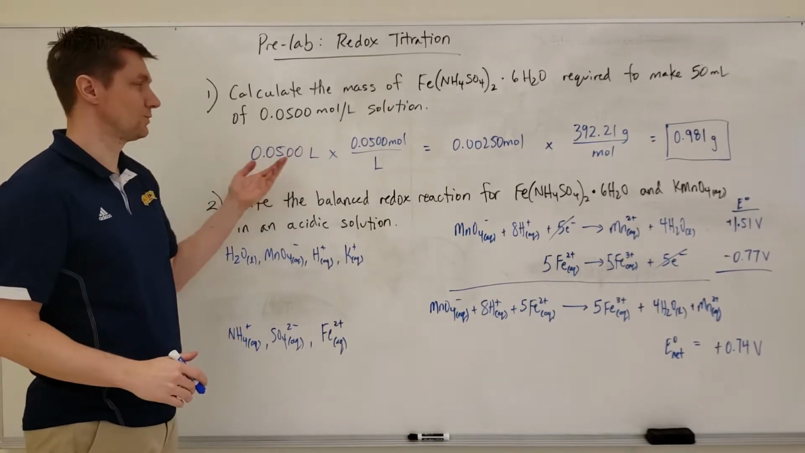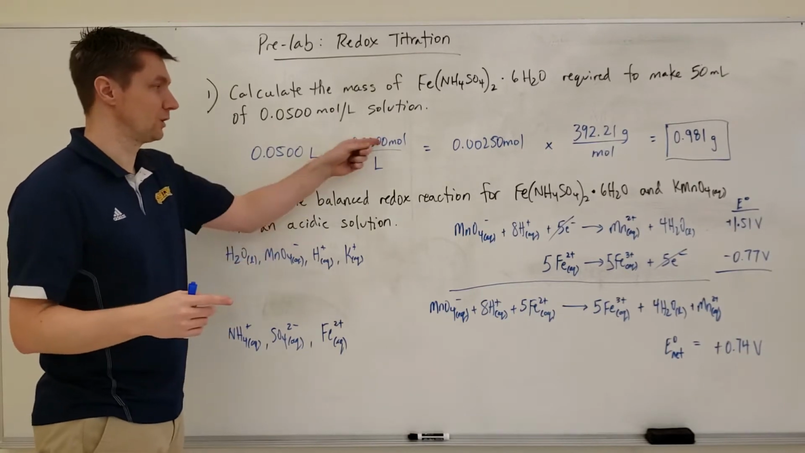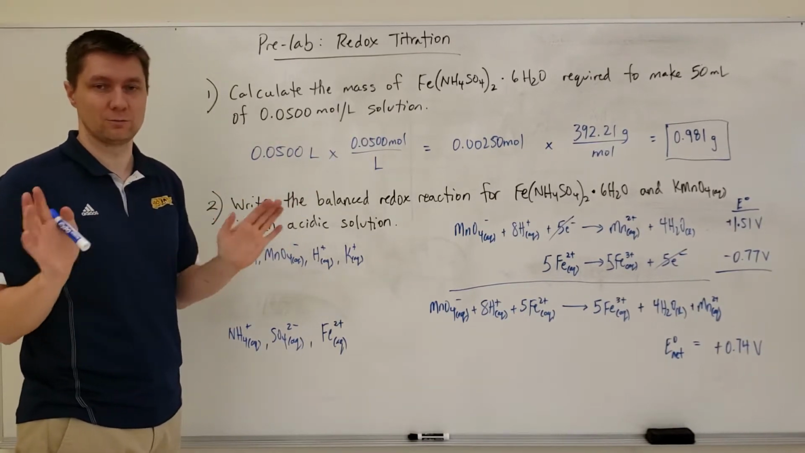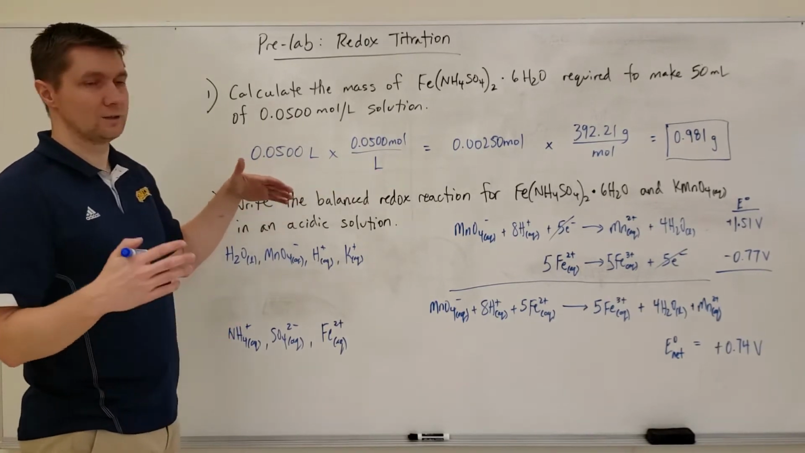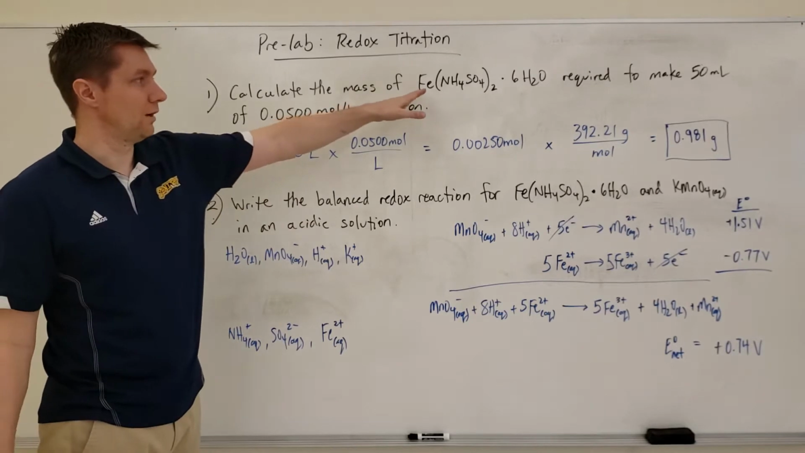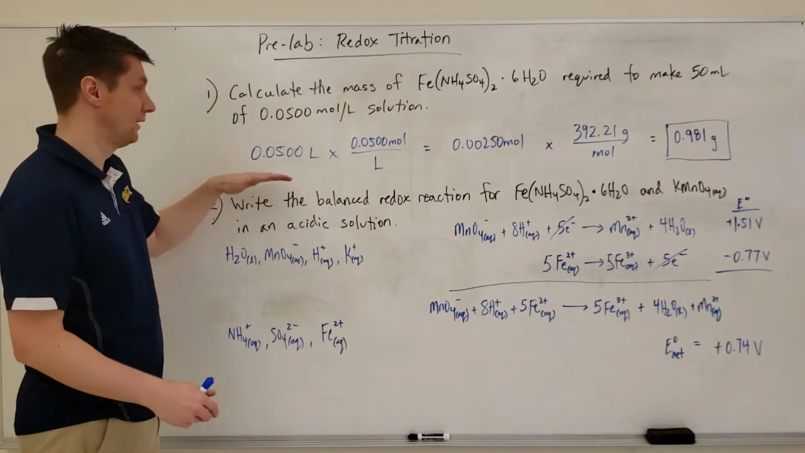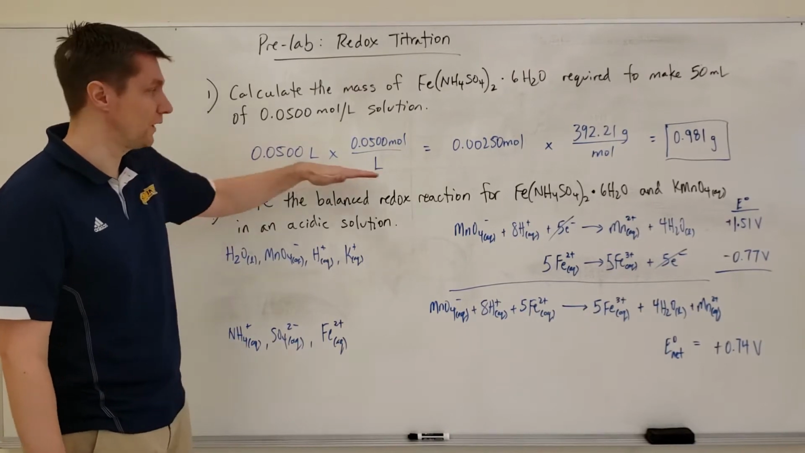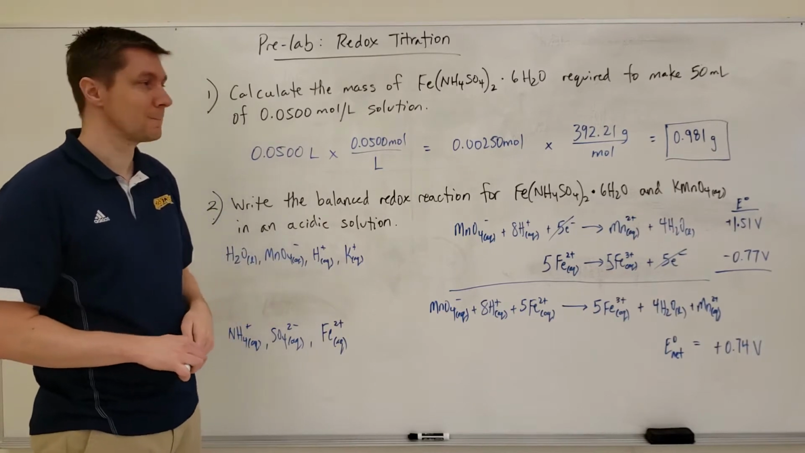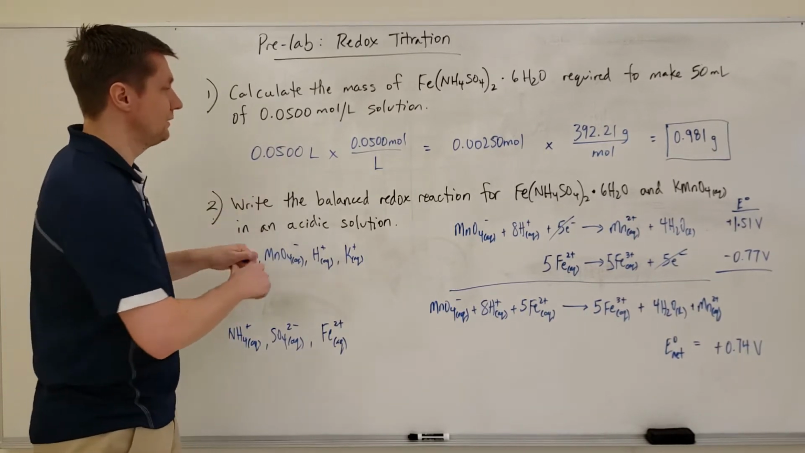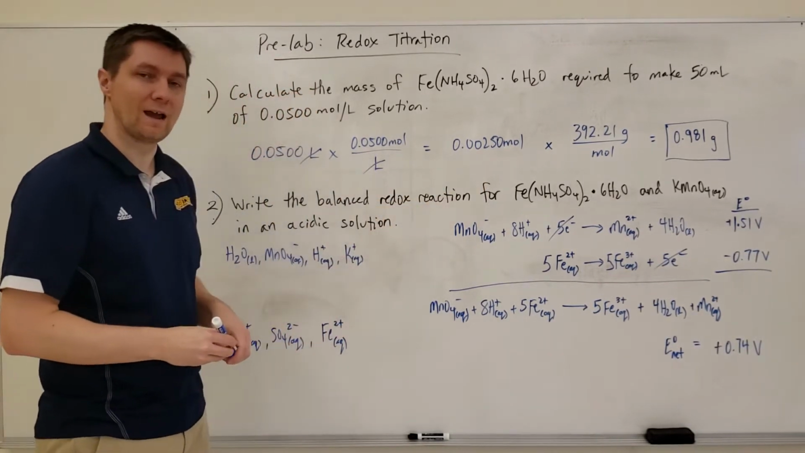And you'll notice these two numbers are the same. That's merely coincidental. It was not that we took this number and made it this number. Those numbers are different. This is a volume, this is a concentration. We want to make a solution of iron 2 ammonium sulfate hexahydrate that's 50 milliliters in volume with a concentration of 0.0500 moles per liter. So if we do the math here, you can see that the liters cancel out, and that gives us how many moles we would have in that solution.